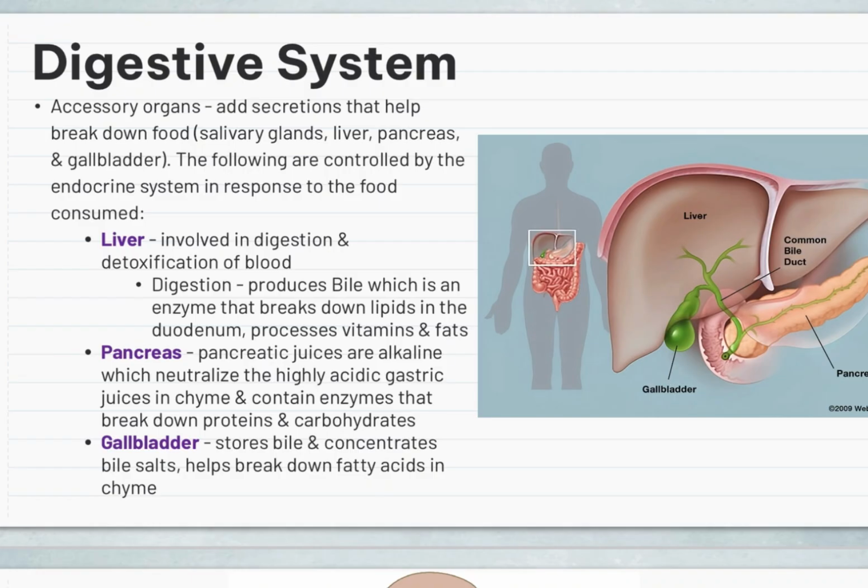Accessory organs add secretions that help break down food. So think of our salivary glands, our liver, our pancreas, and gallbladder. The following are controlled by the endocrine system in response to the food consumed.